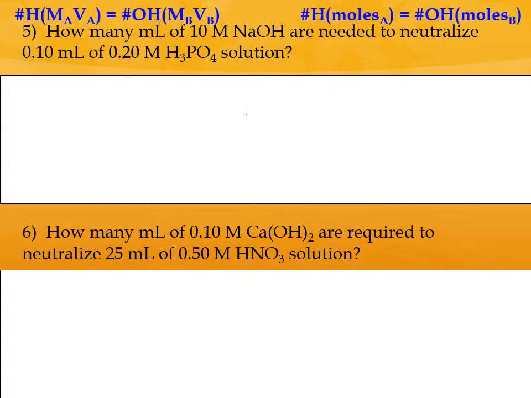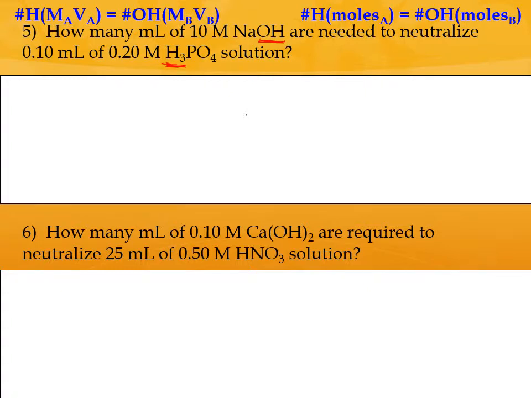For number 5, it says how many milliliters of 10 molar NaOH, our base, are needed to neutralize 0.10 milliliters of a 0.2 molar H3PO4 solution. And now we actually see what I was talking about with the different number of H's and OH's in our acids and bases, because our base only has 1 OH per molecule, but our acid has 3 H's per molecule, so we're going to have to account for that.